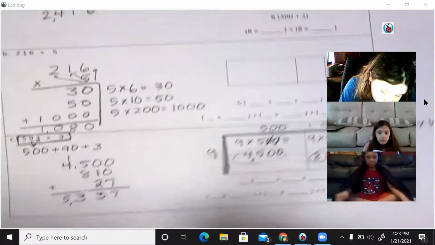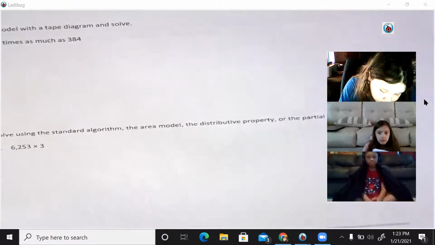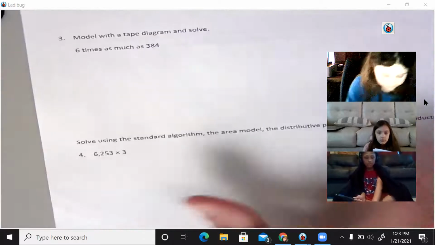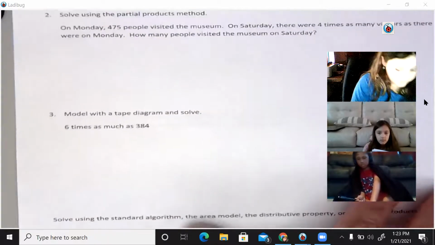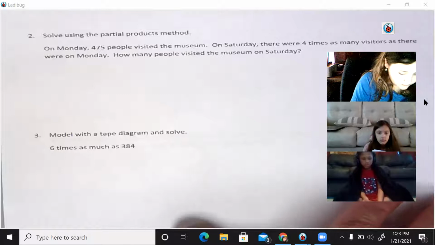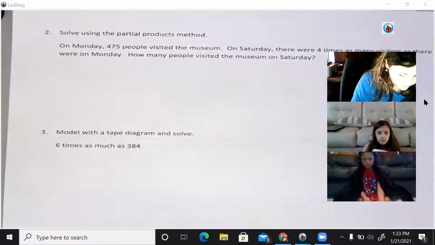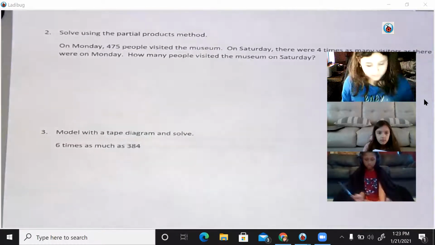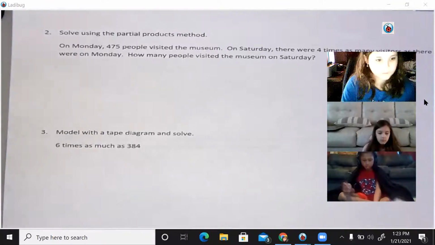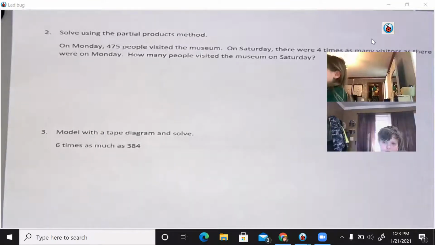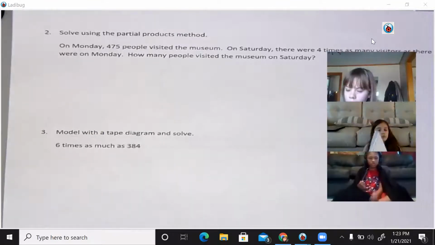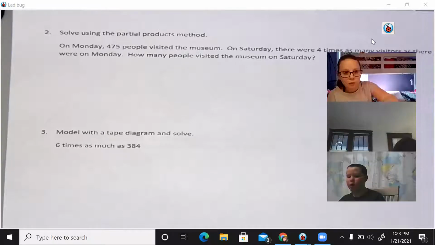Now we're going to go ahead and go to the next page. And now we're going to apply these skills to some problems. So we're going to look at number 2. I want you to read the directions for number 2 on your own. Raise your hand when you know how we're going to solve this problem, when you know which method we're going to use.